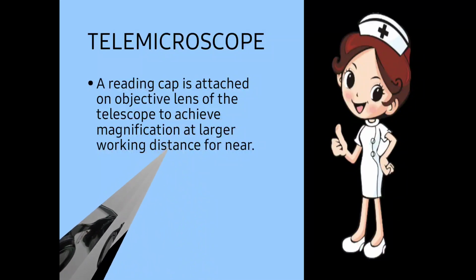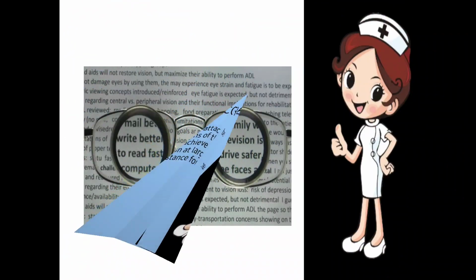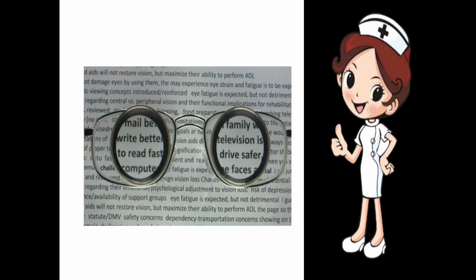Next one, telemicroscope. A reading cap is attached on the objective lens of the telescope to achieve magnification at a larger working distance. So this is the telemicroscope. If you look at the words, there is a difference between the size of these words and those words. In this way it can magnify the words.